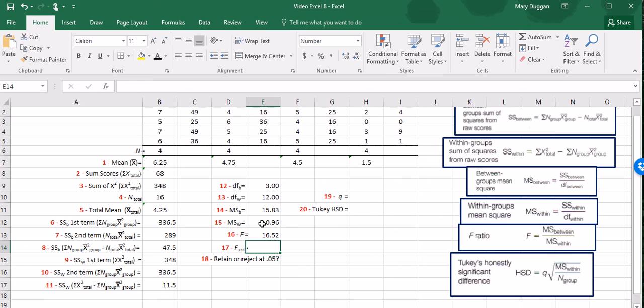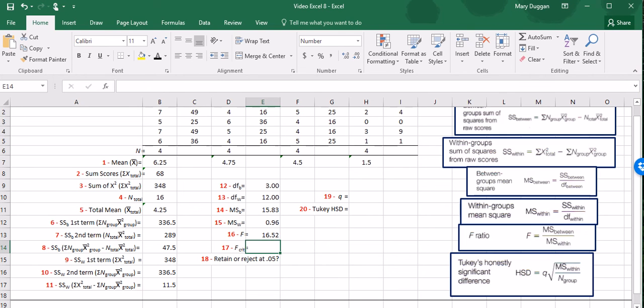And now that we have the F value, just as with the t-test, we compare our calculated statistic to a critical value, which we obtained from a table in our textbook. The table entitled Critical Values of F at the 0.05 and 0.01 significance levels can be found in Appendix C. And we'll take a look at that right now.